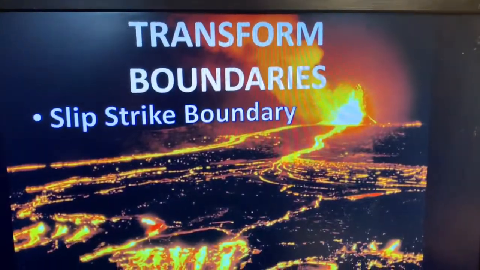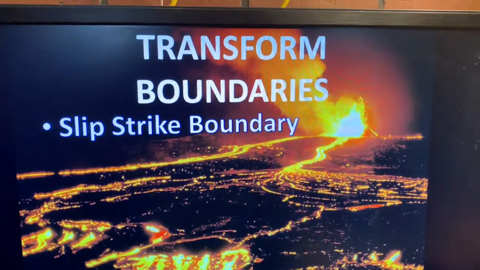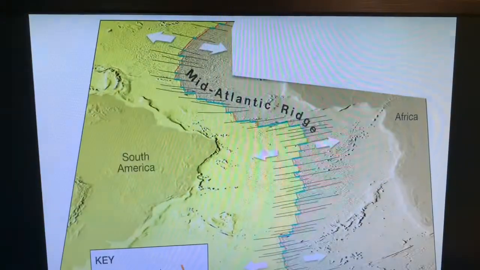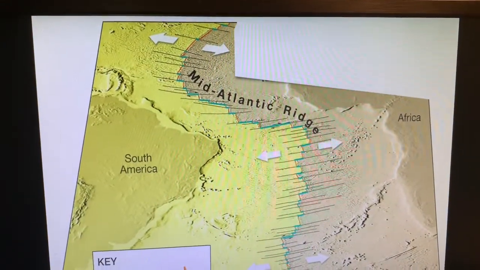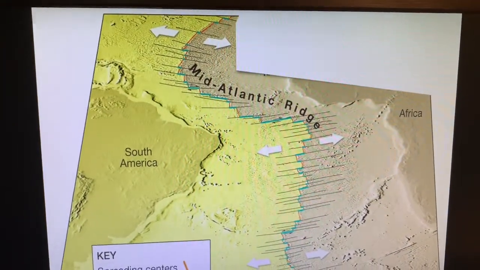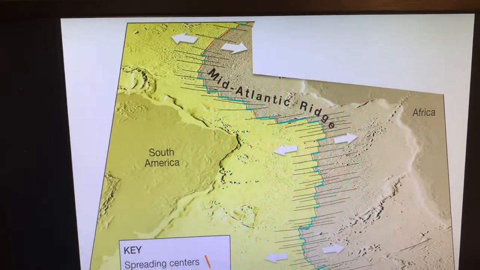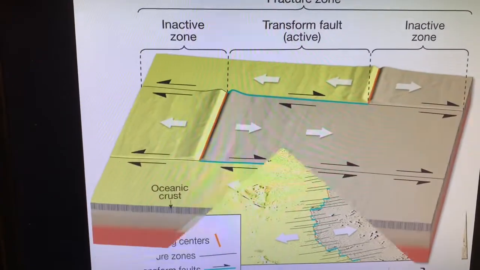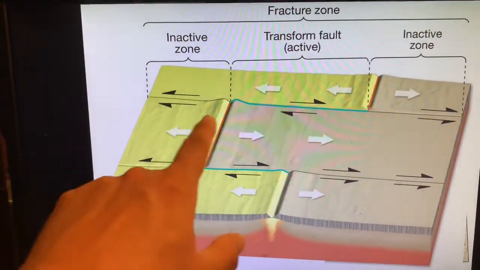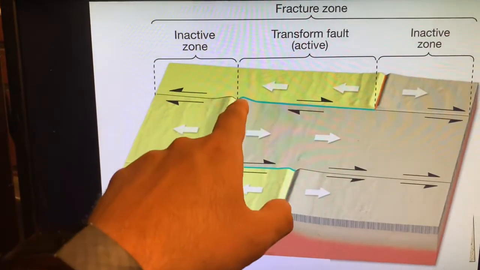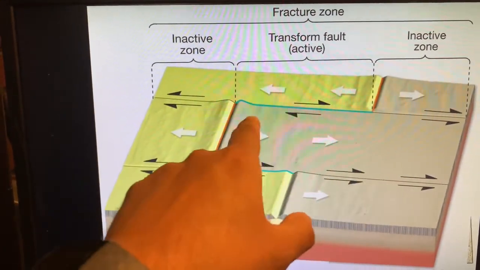The final type of boundary is what we call transform or strike slip boundaries. And strike slip actually makes a little bit more sense. Because what basically happens with these is these are sections of the planet where two plates are trying to slide past each other. But they come in contact and they rub up against each other negatively. And so what you end up with is this plate wants to go this way, this plate wants to go this way. This right here would be the transform boundary.